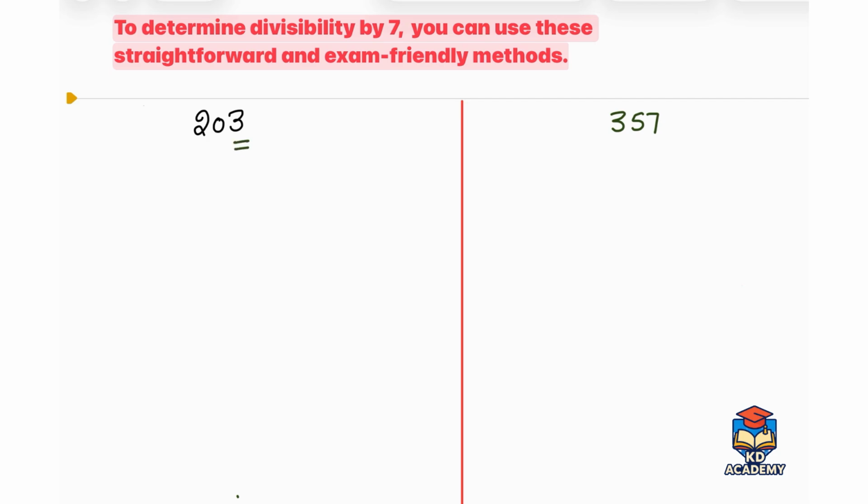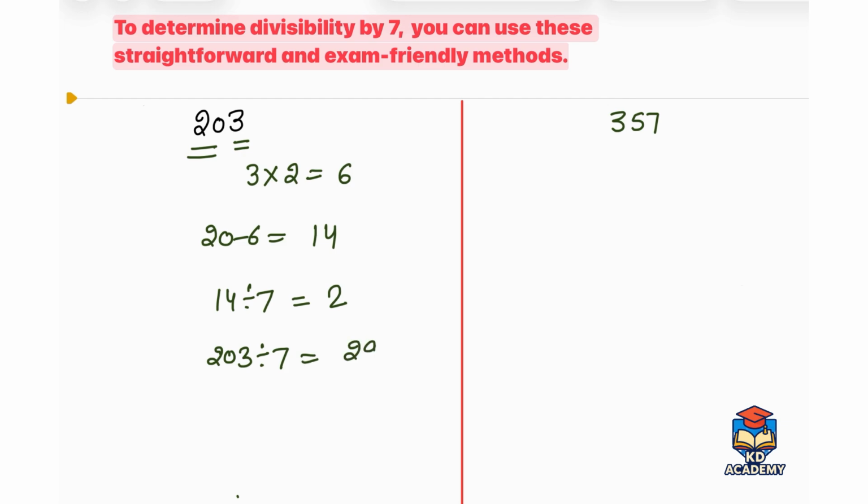Take the last digit and double it. You get the answer. After that, you subtract this answer from the remaining number. You get 14. And as all of you know, 14 is completely divisible by 7 (7 × 2). So the original number is also divisible by 7. It's that simple. Let's take another example.